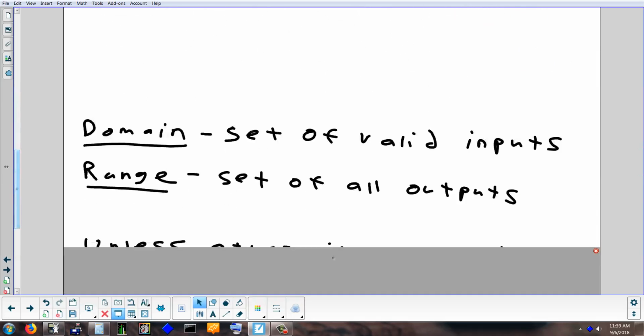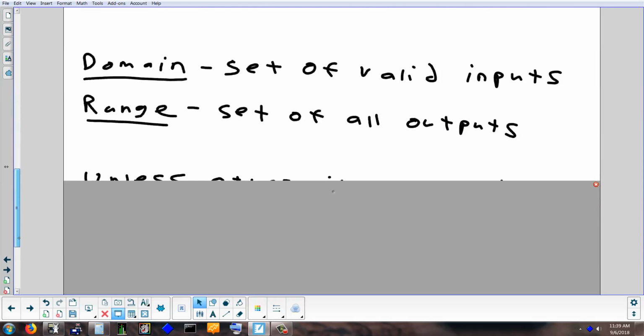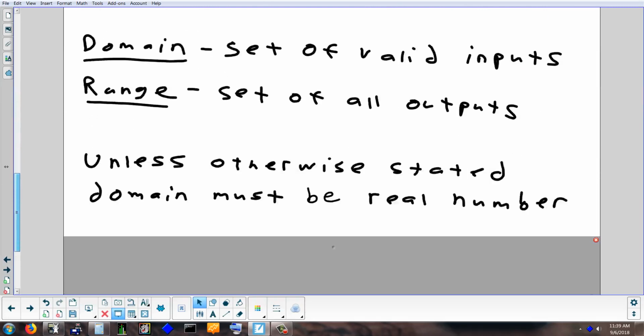Okay, so another way of saying the same thing I've already said a couple times. Domain is what you are allowed to plug in. Range is the answers you get out. Okay, unless the problem states otherwise, we're always dealing with real numbers for the domain. Okay, real numbers. In other words, not imaginary.